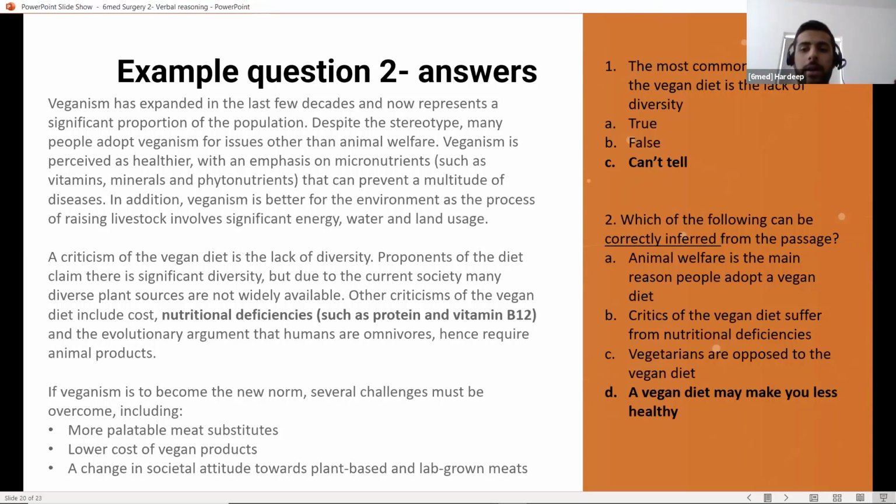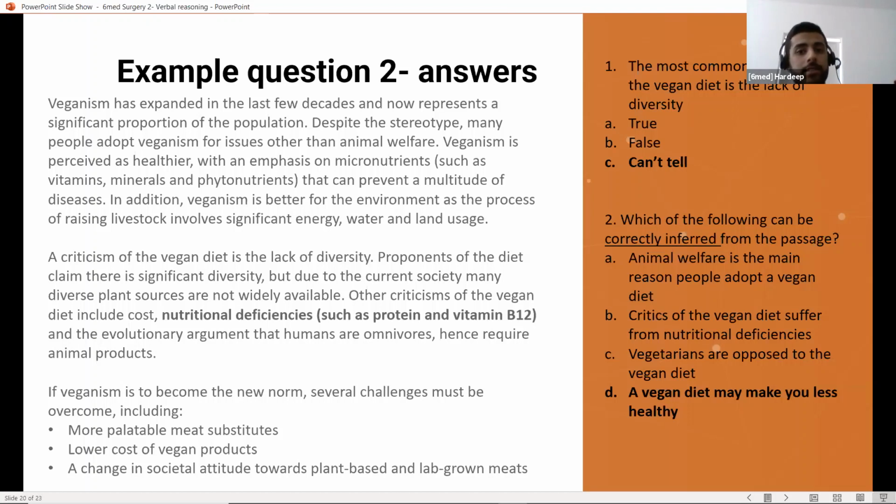So with the first one, you look for animal welfare, and you can see it says many people adopt veganism for issues other than animal welfare. So we can't say A is correct. B, we can't really assess based on the information we're given, because it doesn't really talk about nutritional deficiencies of the critics. It says that critics say the vegan diet itself can give you nutritional deficiencies.